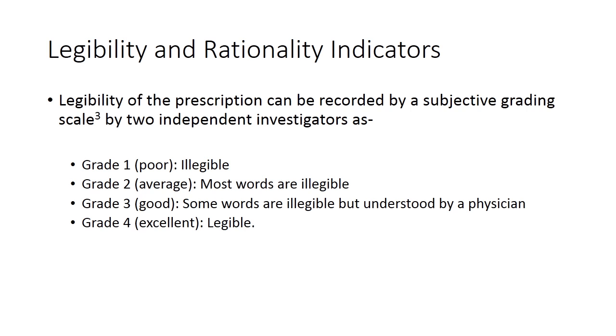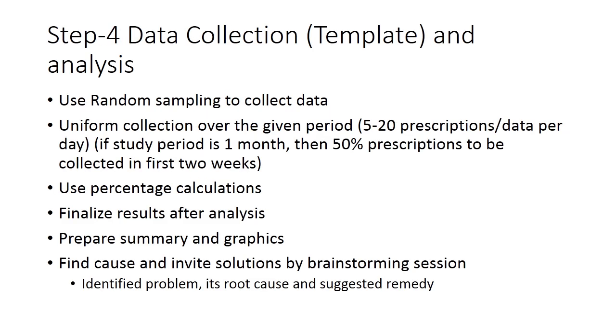Legibility can also be graded as grade 1 poor and grade 4 excellent. Data collection, template and analysis will be required. Now, uniform collection of data, that means 20 prescriptions per day spread over 1 month, means that all days are included, not that 3 days activity is done and the entire month not covered.